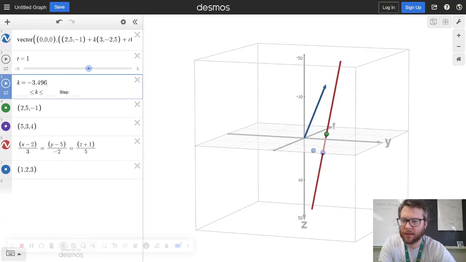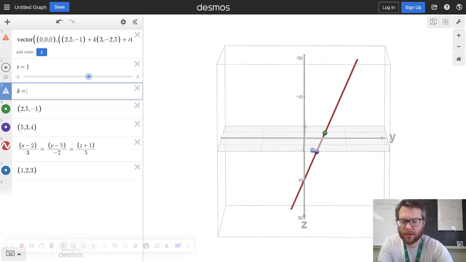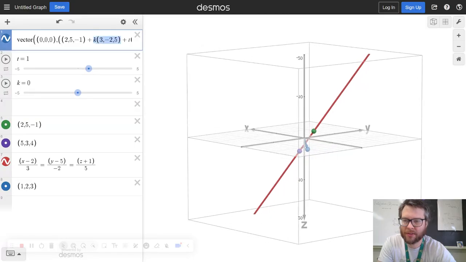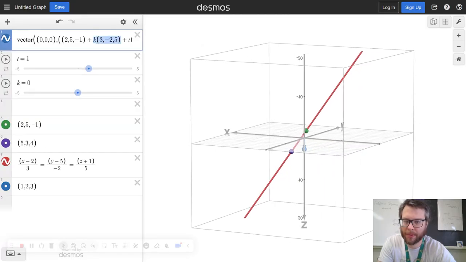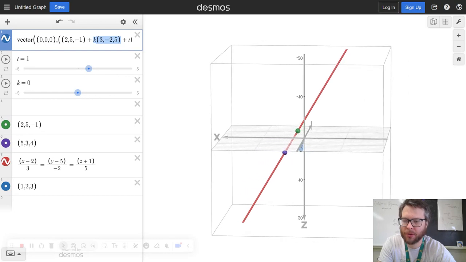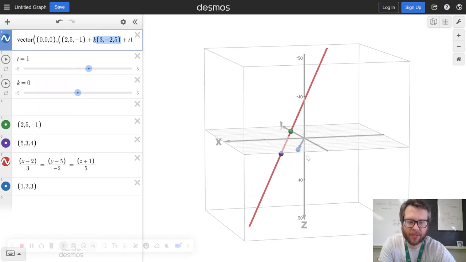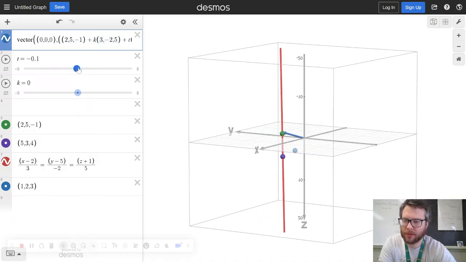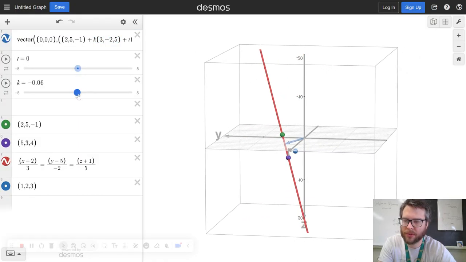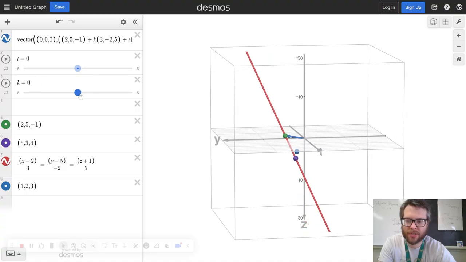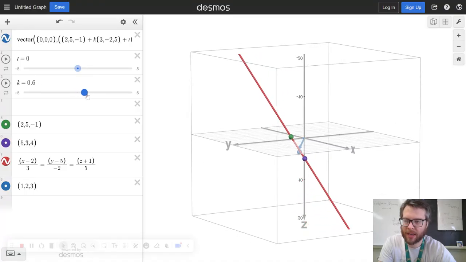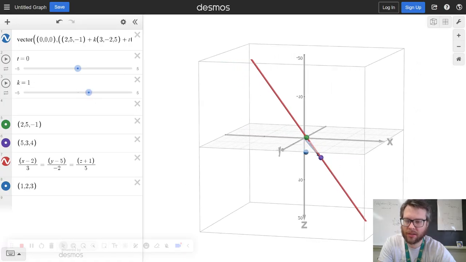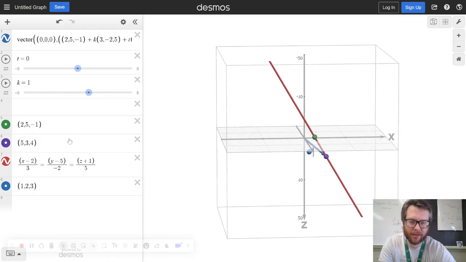If I make k equal to 0, I'm moving 0 steps in the direction vector which connects my green to my blue. And if I make t equal 1, I'm moving 1 step from green to blue, and you can see my vector is touching the blue dot. If I make t equal 0, and I make k equal 0, now I'm just at my original dot, green dot. If I make k equal 1, then now I'm touching the purple dot, and I already showed you that on the line.